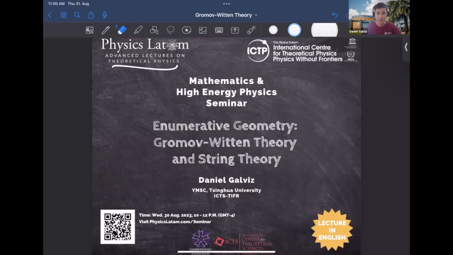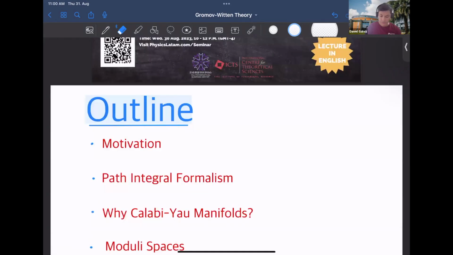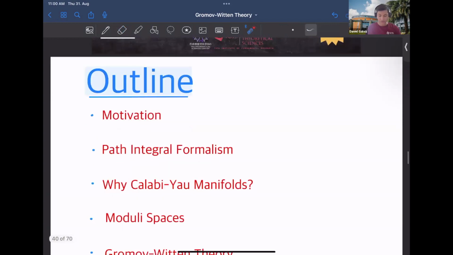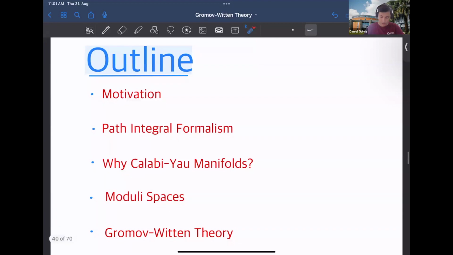Hi everyone. So today I'm going to talk about Gromov-Witten theory from string theory, which is a method to solve some problems in enumerative geometry. The outline of this talk is as follows. First, we're going to give an introduction and a motivation for this from a physics point of view. Then I will discuss the path integral formalism so people from mathematics can understand a little bit what is going on in physics. Also, we are going to discuss why we want Calabi-Yaus in our theories.